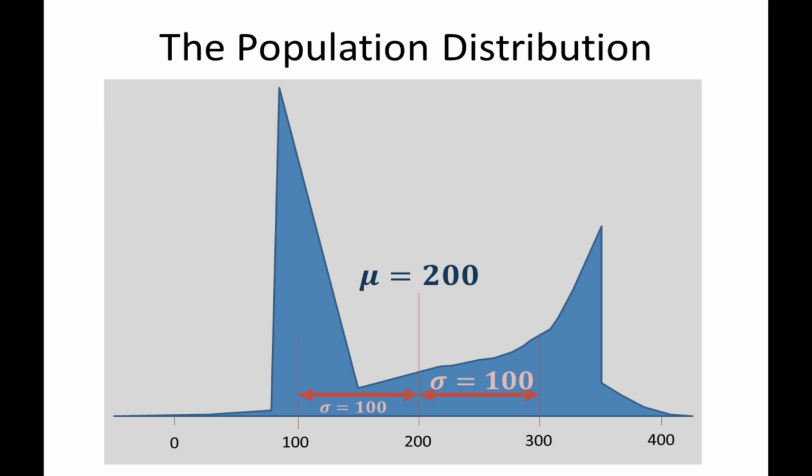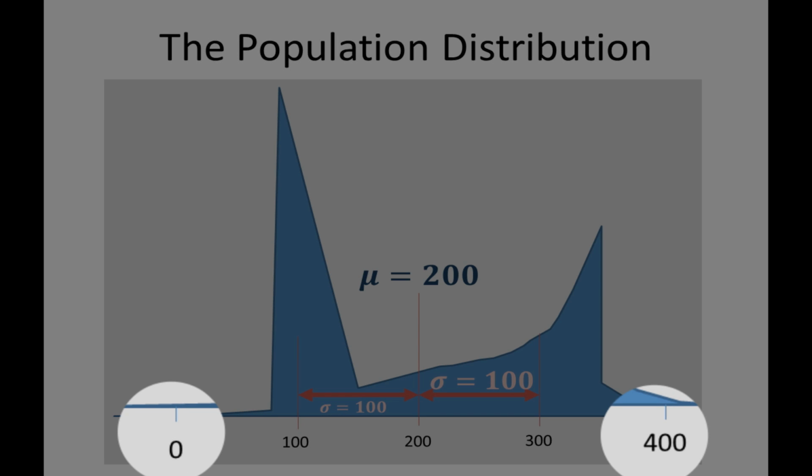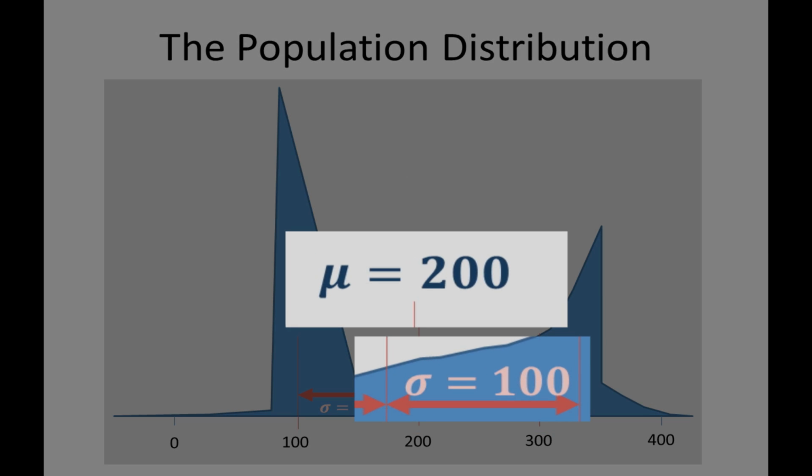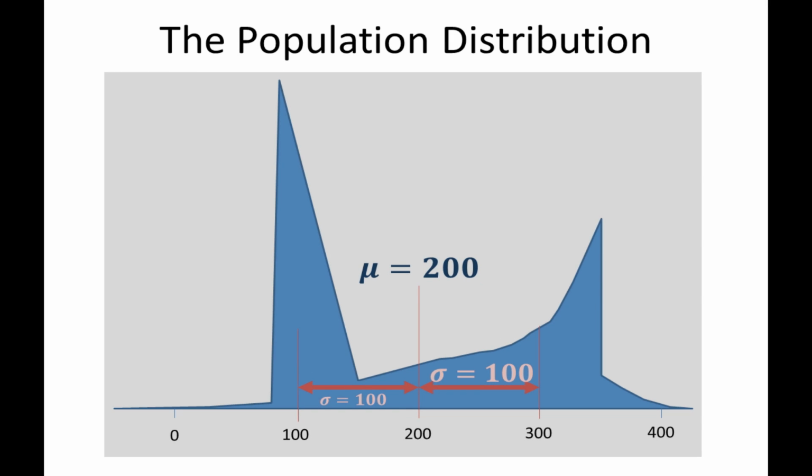Now I need a strategy on how to generate the population distribution. Overall, I would like most values to be between 0 and 400, and I would like the mean mu to be 200 and the standard deviation sigma to be 100. There's nothing particularly magical about these numbers, but it's easy to work with.